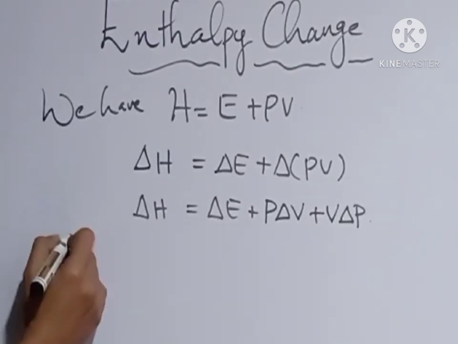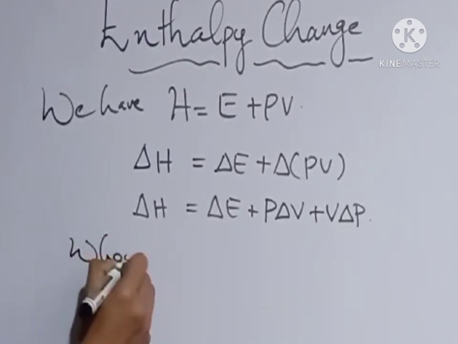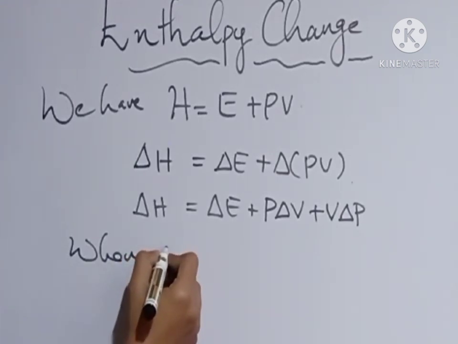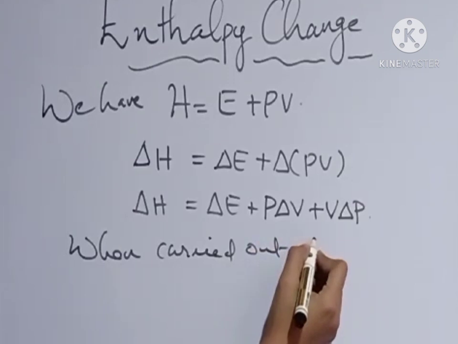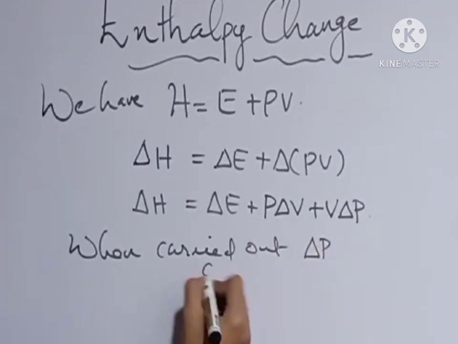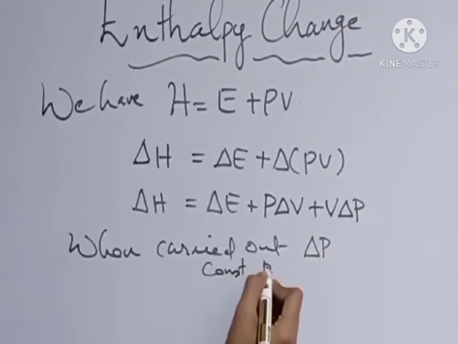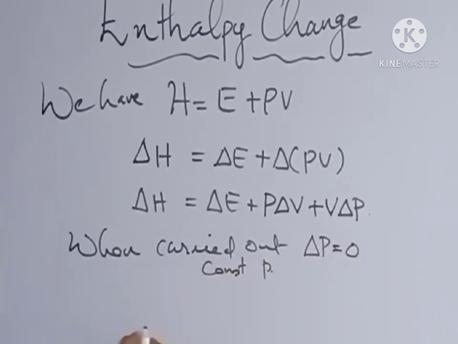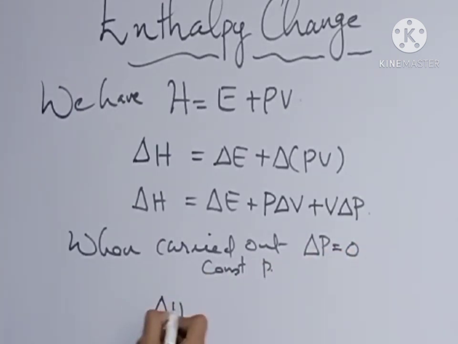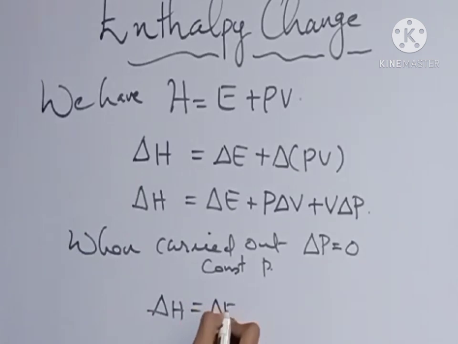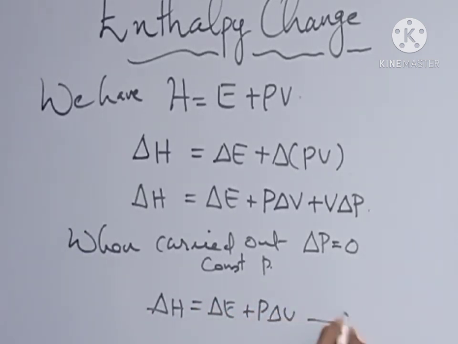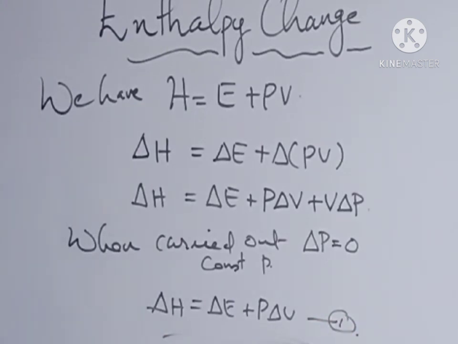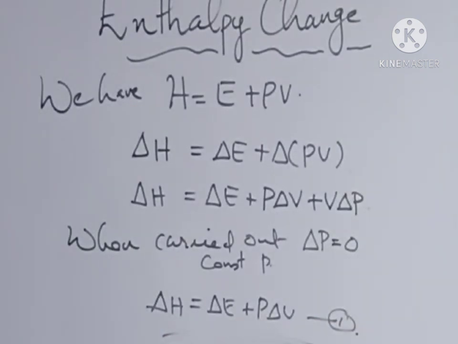When the process is carried out at a constant pressure, delta P equal to 0. So we can rewrite this equation as delta H equal to delta E plus P delta V. Consider this as equation number 1.